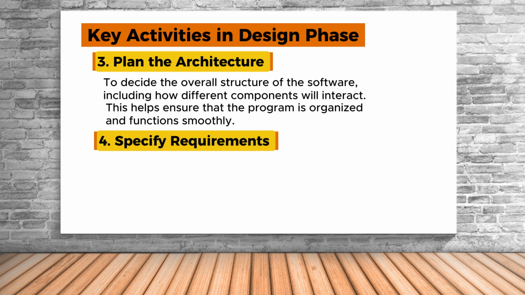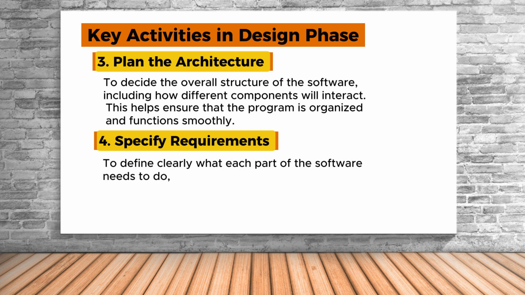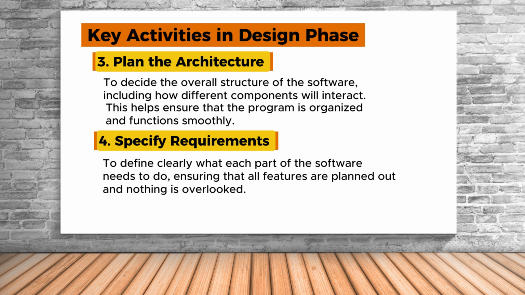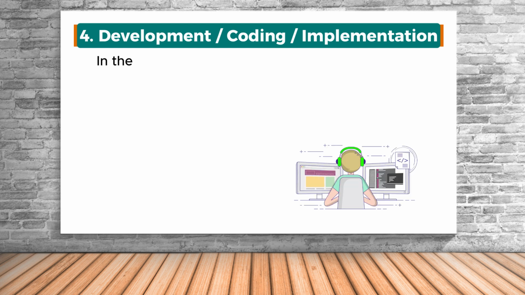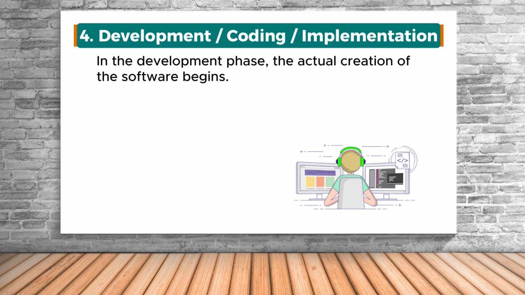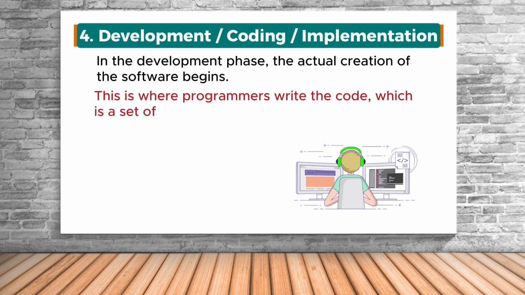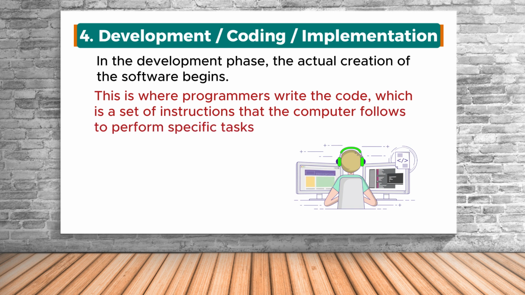Specify requirements to define clearly what each part of the software needs to do, ensuring that all features are planned out and nothing is overlooked. 4. Development, coding or implementation. In the development phase, the actual creation of the software begins. This is where programmers write the code, which is a set of instructions that the computer follows to perform specific tasks.